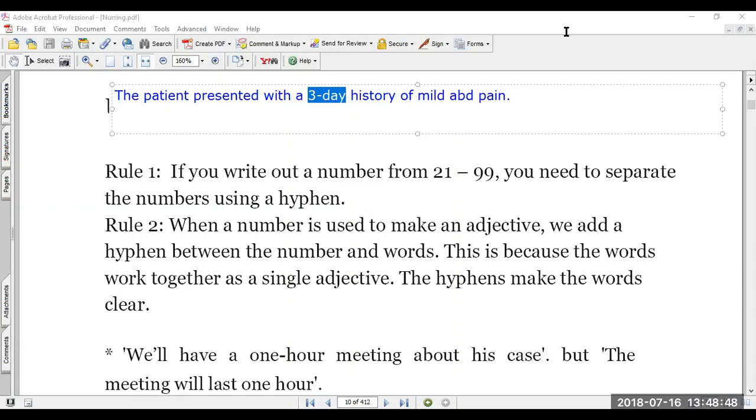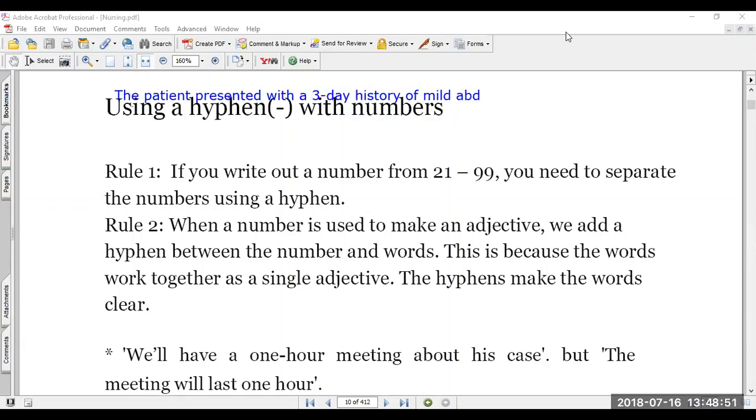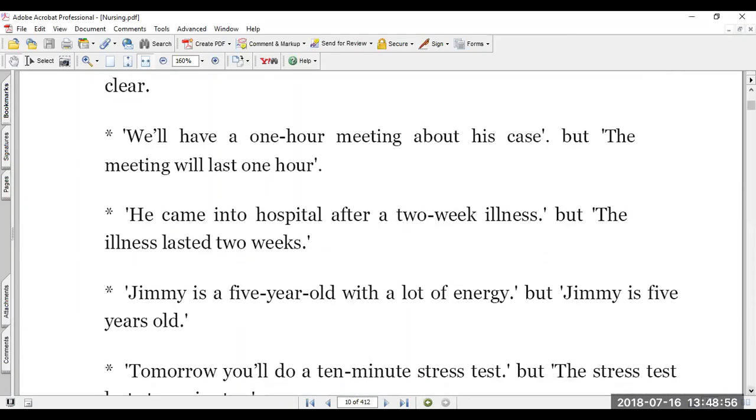Now, if the same thing was used in a sentence where it is not used as an adjective, look at this. We'll have a 1-hour meeting about his case. So we'll have a meeting, but we are describing the meeting. What kind of a meeting? Which is 1 hour. So we need to have hyphen. But the meeting will last 1 hour. So after 1 hour, there is no noun. So when numbers are used before a noun as an adjective, you need to separate it with hyphen.